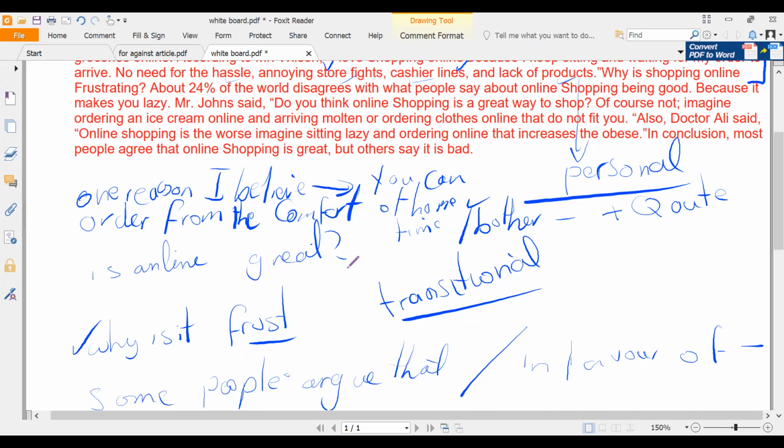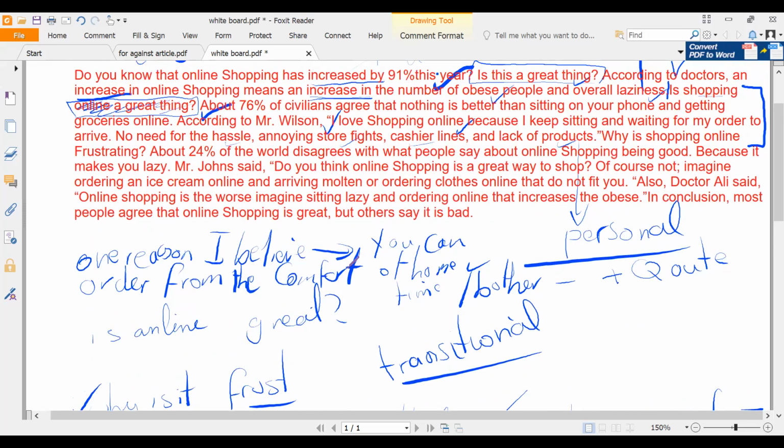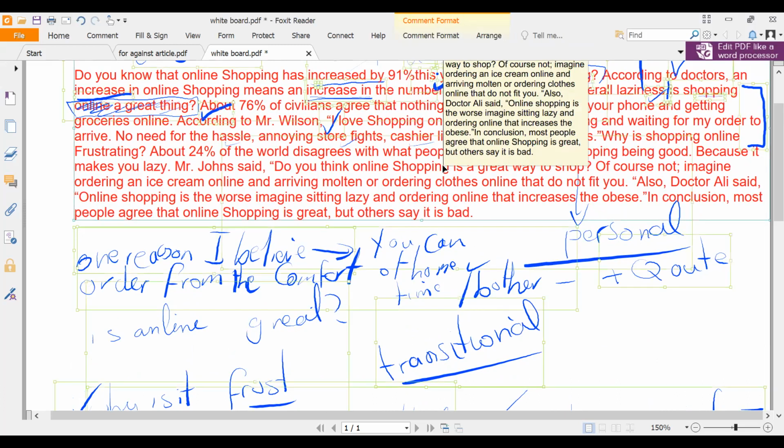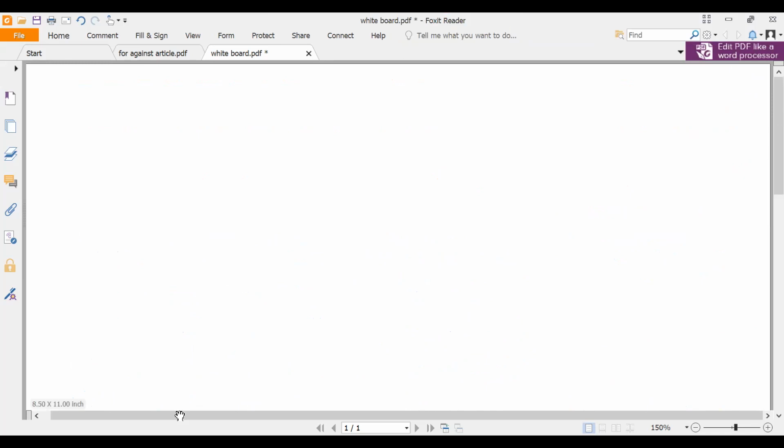The conclusion, Ahmed, should include your opinion and why you select which side of these two arguments. Yes, I'm going to redo it. Are you in favor of online shopping, or are you against, or are you neutral, and for which reason? Okay, sir, I'm rewriting the conclusion. I'm waiting.